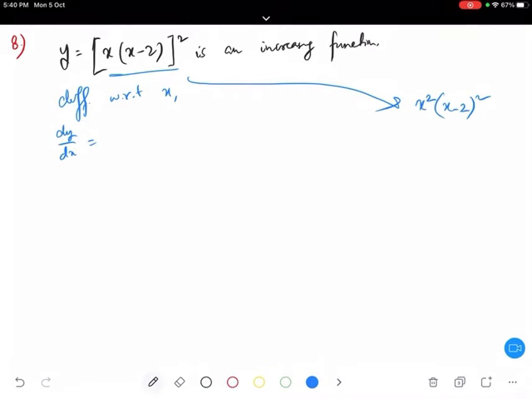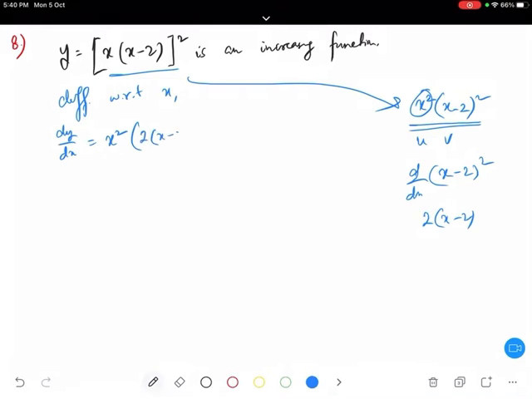Now when I look at this one carefully, I see the uv method. This is u and this one is v. So let us apply the uv method. First you take out u, that is x square, and differentiate x minus 2 whole square. What is the differentiation of x minus 2 whole square? 2 comes out, x minus 2, and then differentiation of x minus 2 is 1. So I get 2 into x minus 2.